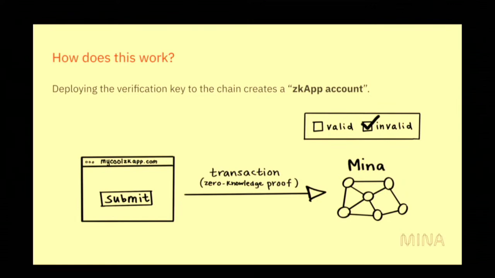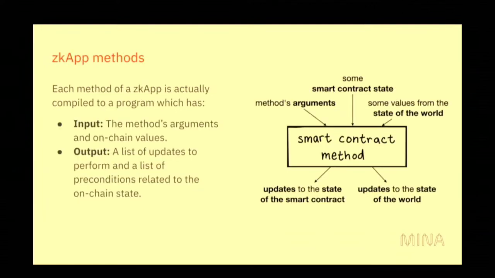But if it's not accompanied by a valid zero knowledge proof, then the transaction just fails. The blockchain won't mine it. And so, yeah, this is how you can constrain the functionality of this account in whatever way you want, by this means.